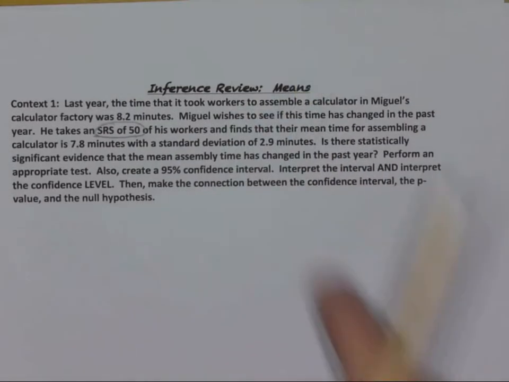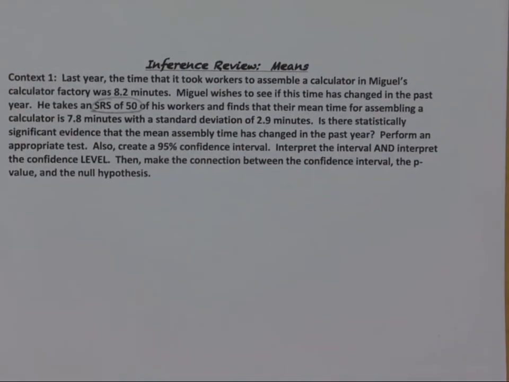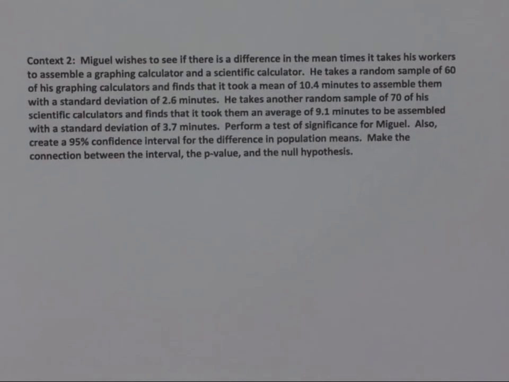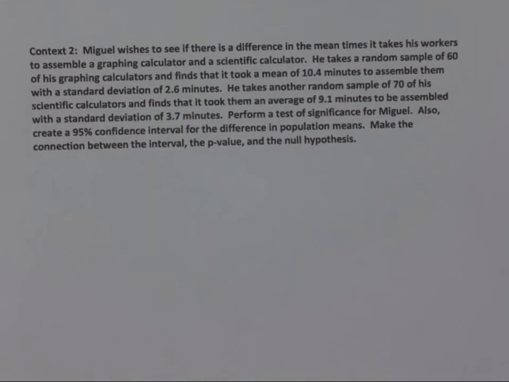So that's a quick little rundown of a one sample deal with means, and then the confidence intervals. And the only thing left in inference is the two sample inferences with means. So the two sample test, the two sample interval. So let's look at an example of that.